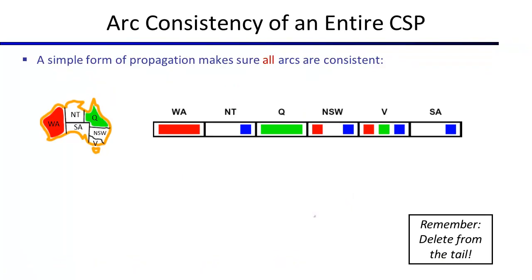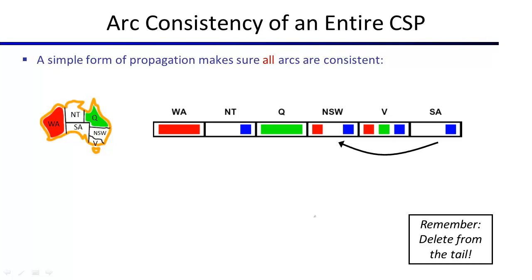Okay, what if we are going to consider all arcs instead of just the ones pointing into the variable we just assigned? That's called enforcing arc consistency. Let's say we're at this stage over here. Let's consider this arc over here. V and NSW are neighboring regions. How about red? Is red okay for V? Yes, because blue for NSW is compatible with that. How about green for V? Yes, because red and blue actually are both compatible with that. How about blue for V? Yes, because red is compatible with that. So nothing can be pruned for this particular enforcement of this particular arc.